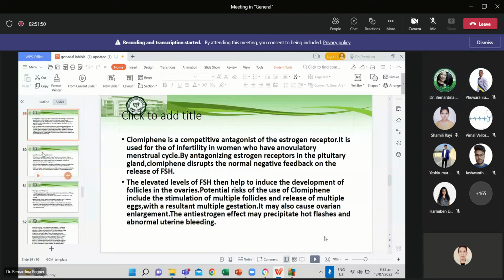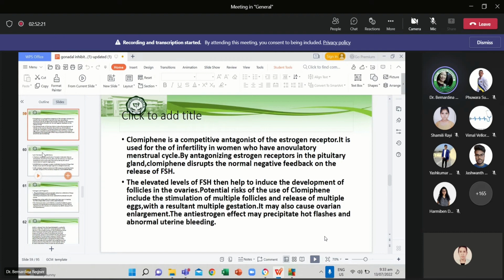So you have to orient the woman that you are going to give clomiphene. Because of this risk, is the woman prepared to have multiple fertilization because of the multiple follicles that have been released? Then it can also cause ovarian enlargement. Okay, tumors, no? Ovarian enlargement.